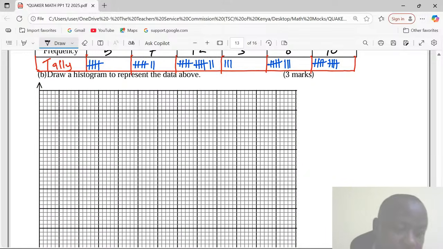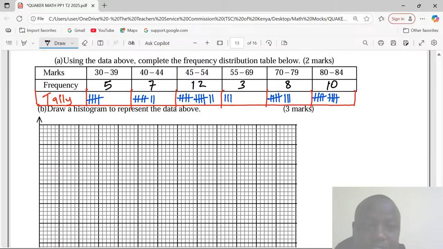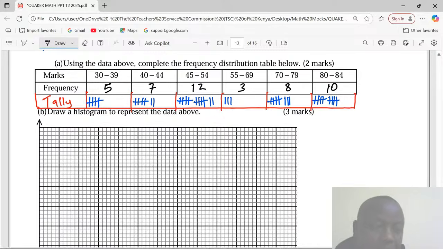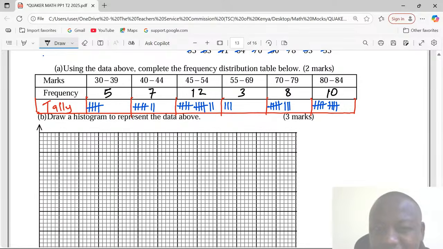Look at part B, a very interesting question. Draw a histogram to represent the data above. Something that you should be able to notice is that the classes are not equal in length. 30 to 39, 40 to 44, 45 to 56. They are different in lengths.